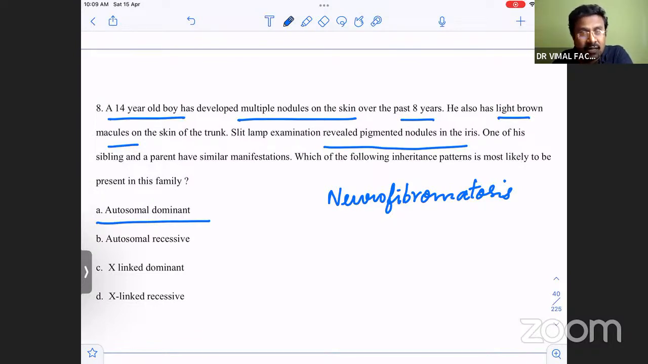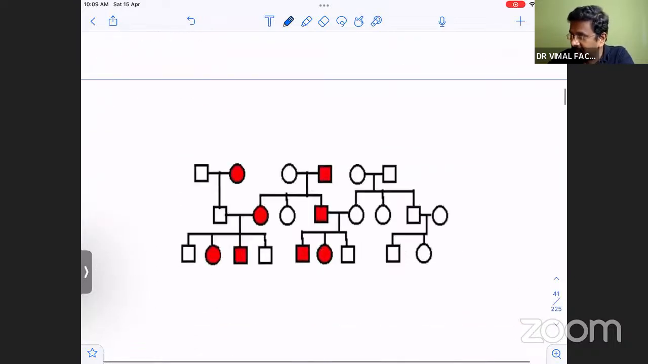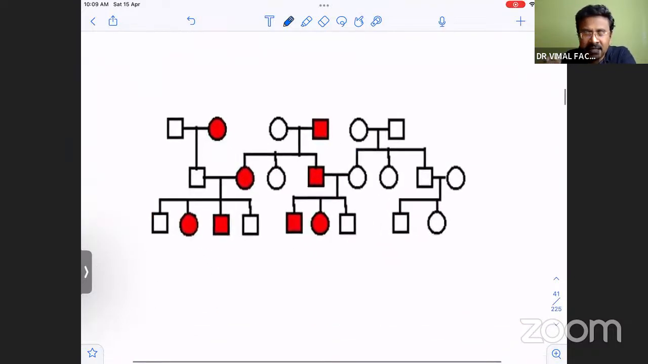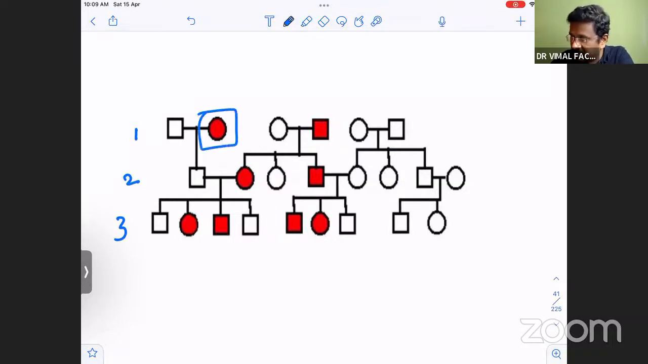Yes, should we have a quick recap of those things? See here, what is this type of pattern of inheritance? See this, every generation, first generation, second generation, third generation, at least one person is affected. Every generation, the patients are there. So there is no skipping of the generations.